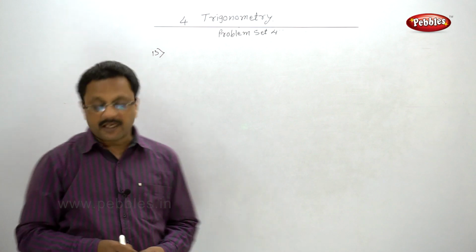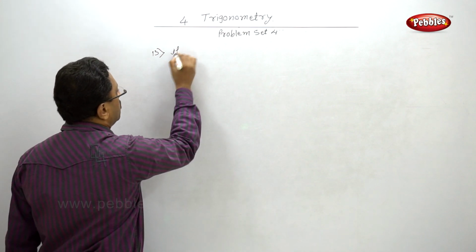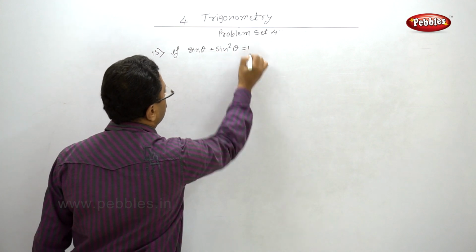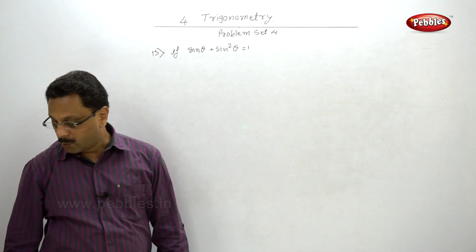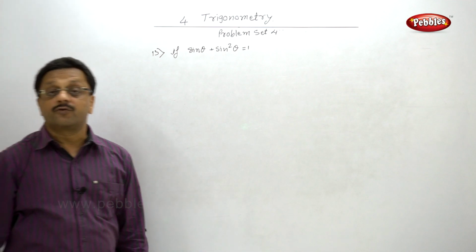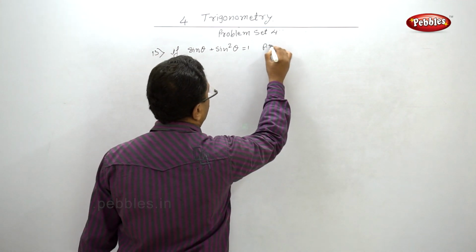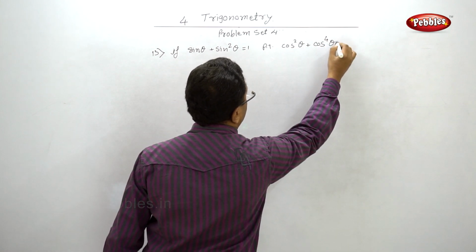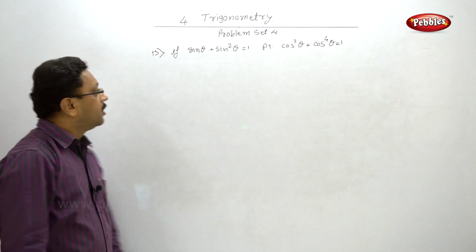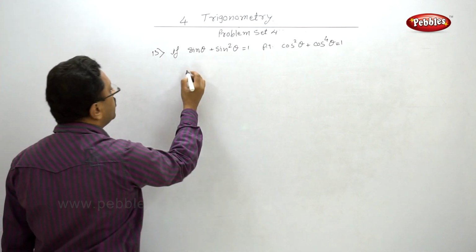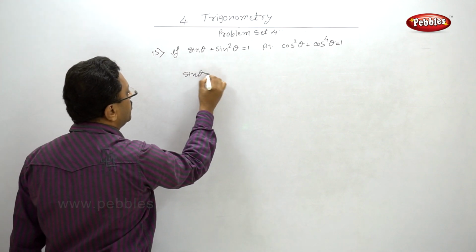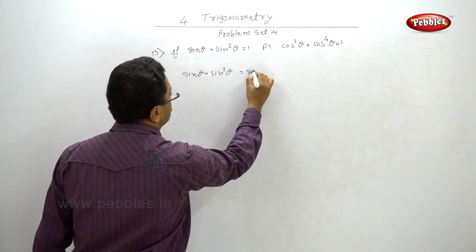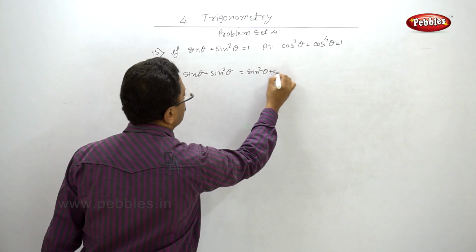If sin theta plus sin square theta is equal to 1, prove that cos square theta plus cos raised to 4 theta equal to 1. We have to prove this. Now, here sin theta plus sin square theta equals 1, I can write this one as sin square theta plus cos square theta.